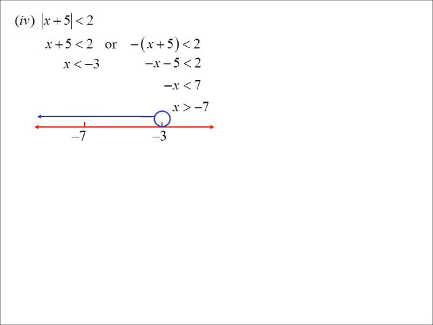And let's plot that on the number line. There we go. I've got x is less than negative 3. Oh, hang on a sec. X is greater than negative 7. No. Combine those answers. My final answer is x is in between negative 7 and negative 3.